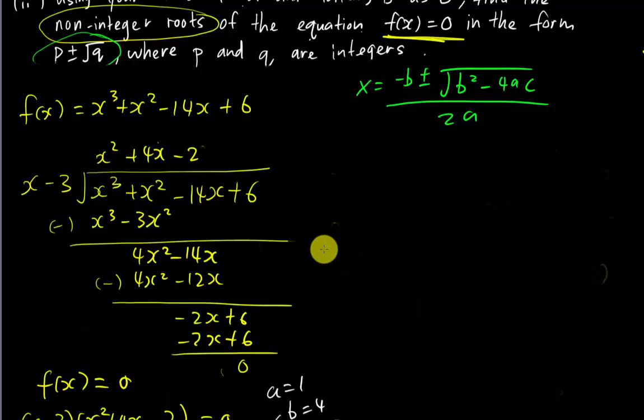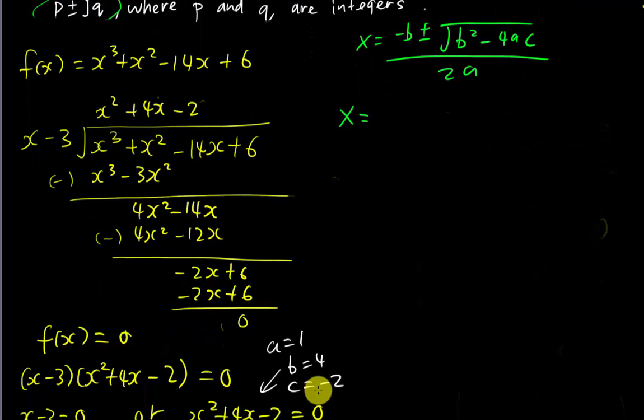Maybe I use green color. So my x over here will equal to... my b is 4, correct or not? My b is 4, c is negative 2, a is 1. So I'm going to substitute in here.